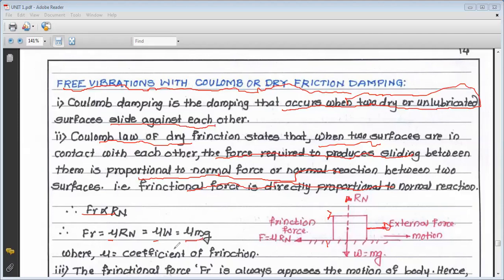Now the main note for this dry friction damping is that the frictional force Fr always opposes the motion of the body. The motion of the body is nothing but the velocity. So the frictional force always opposes the motion of the body, or we can say it always opposes the velocity.